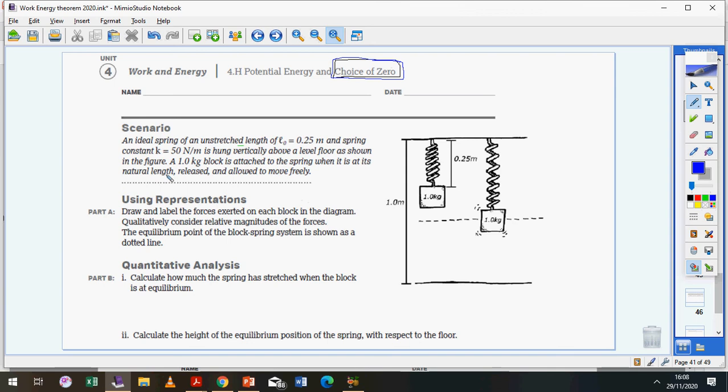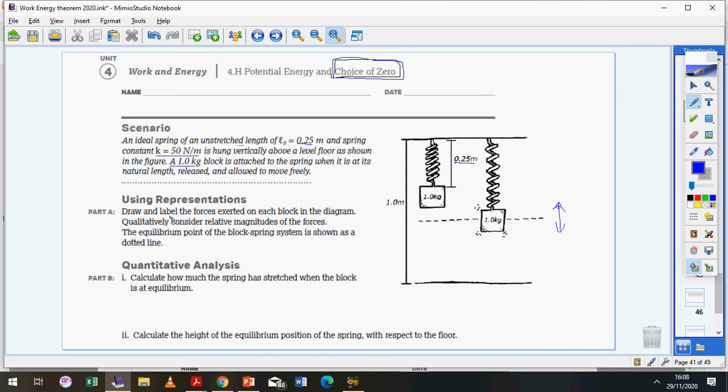So let's see, in this question, an ideal spring of unstretched length L naught is 0.25, just as is seen here. And the spring constant K is 50 newtons per meter. Is hung vertically above a level floor as shown in the figure. The mass is 1 kilogram. It's attached to a spring when it's at its natural length. It's released and it's allowed to move freely. So I think the movement will be up and down.